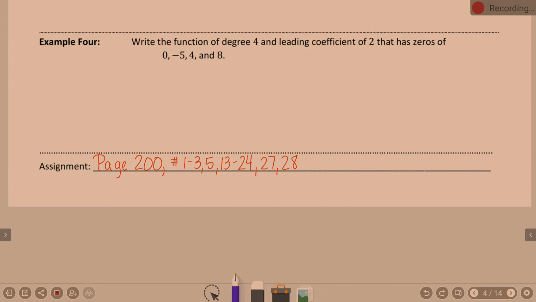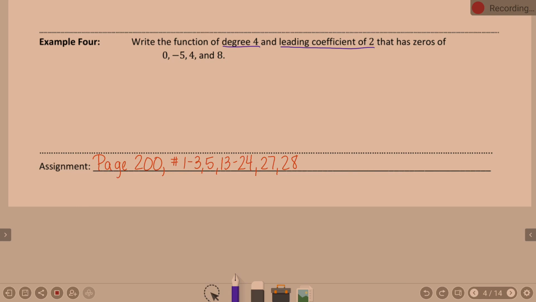Okay, guys. Example 4 real quick, where we left off yesterday, part 1. We talked about it in your class briefly. Write the function of degree 4 with leading coefficient of 2 that has these given zeros. So degree 4, notice how many zeros they give me? 4 zeros. So those are going to match up. And then the other key is we can't forget the leading coefficient of 2. That's the piece that is new this lesson.